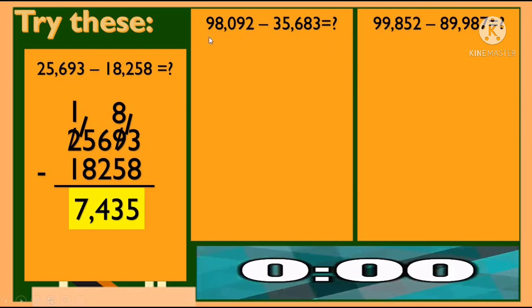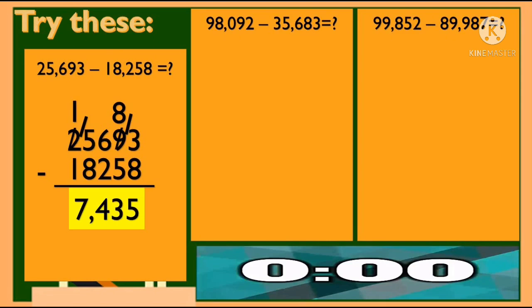Let us first read the equation itself. Okay, we have here 98,092, okay, minus 35,683 equals blank. Okay, so that is our equation or the problem. Now let us align those two numbers.